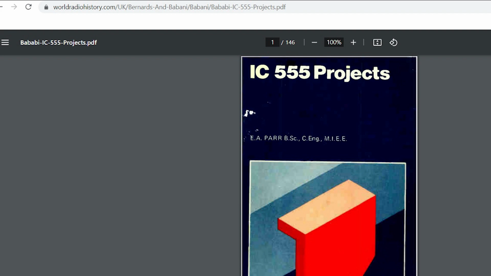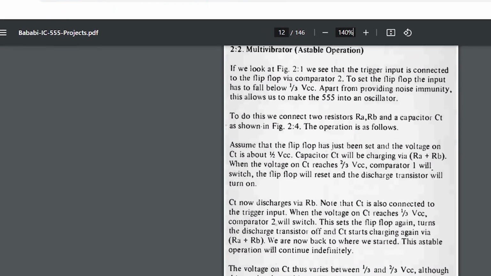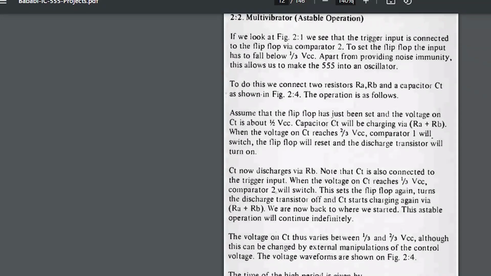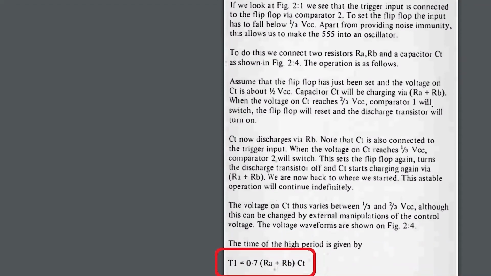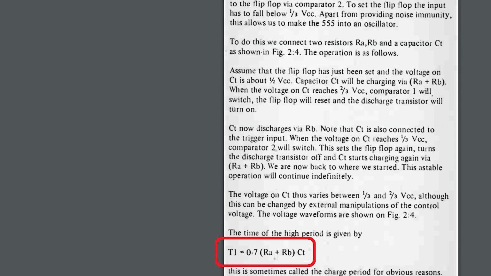I'll start with the book by E.A. Parr called IC555 Projects from 1978. On page 12, Parr says the formula for calculating the mark, T1, is 0.7 of RA plus RB times CT, as you can see, which I've highlighted here. There's lots of further information on these pages about what we are looking at in this video, and you can read the theory on these pages as well, which may help you as we progress further.